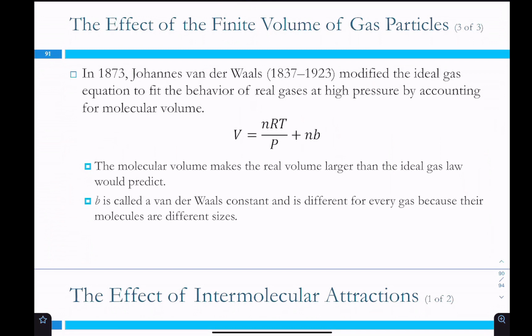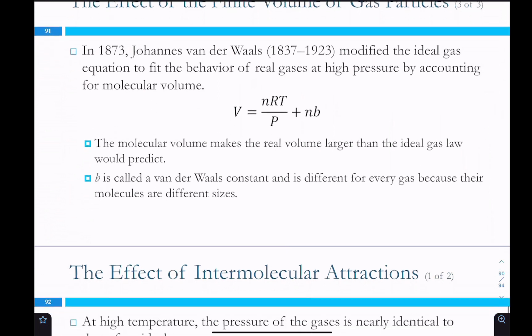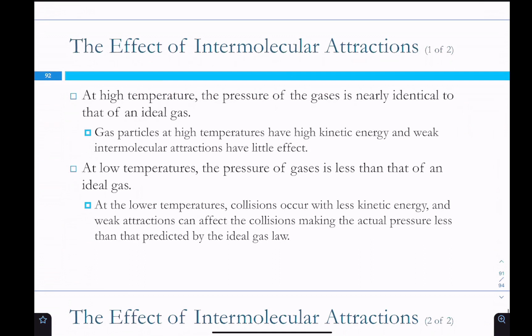So the other thing that we have to account for is that we're also assuming that there aren't any intermolecular attractions between our particles. And so that's why at high temperatures, the pressure of the gases is nearly identical to that of an ideal gas, because as they're whizzing around this box, even if they have close passes, the force of the interaction is nothing compared to their momentum carrying them past each other.